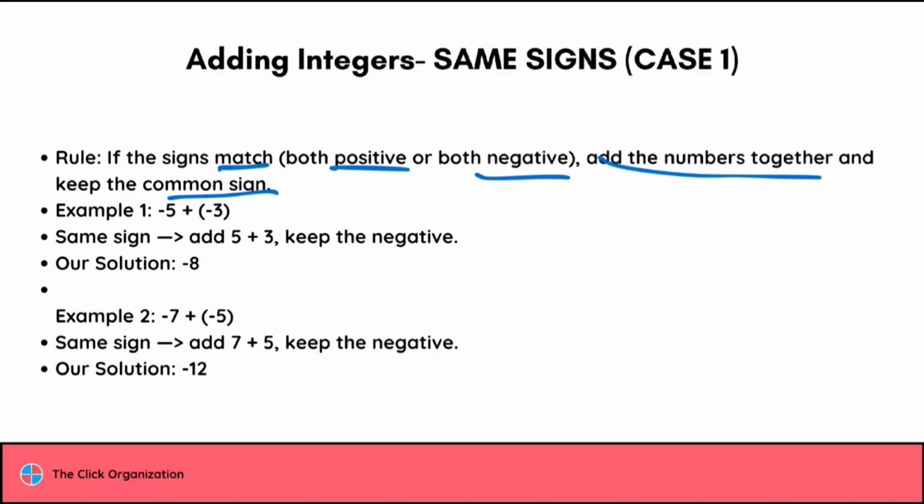Example number 1 says -5 plus -3. Now if you observe this question, you can see that both the integers have the same sign, right? In that case, simply add the integers. So we're going to add 5 plus 3 and keep the negative sign, right? So the answer would be -8. Example number 2 says -7 plus -5. In this question, you can see that both the integers have the same sign. In that case, simply add both the integers and keep the negative sign. So 7 plus 5 would be 12 and the negative sign, so -12.